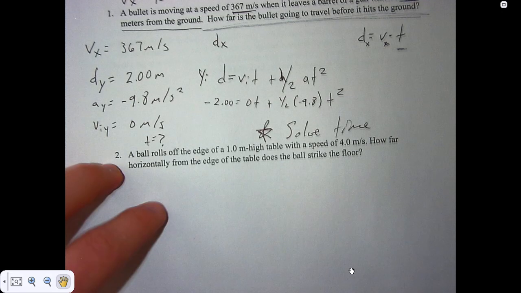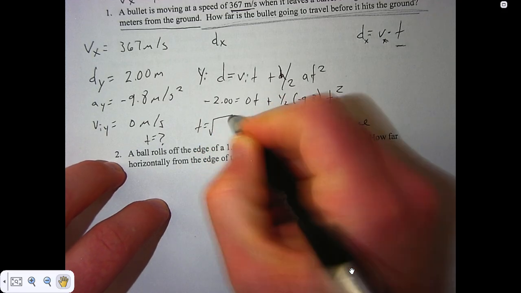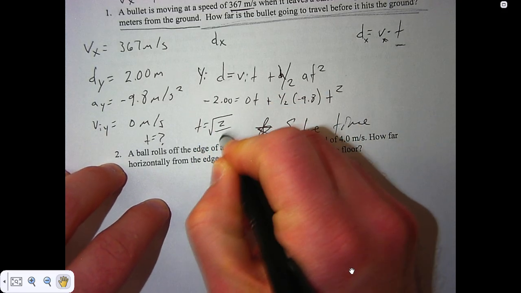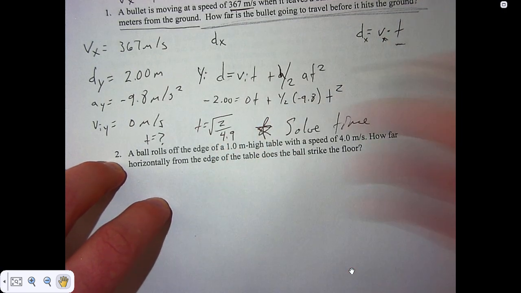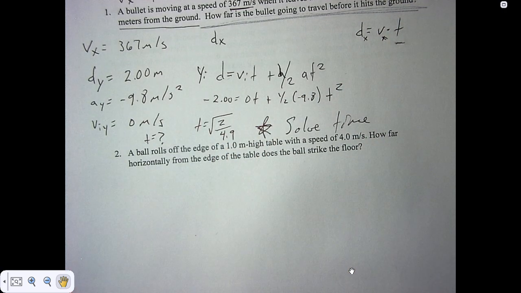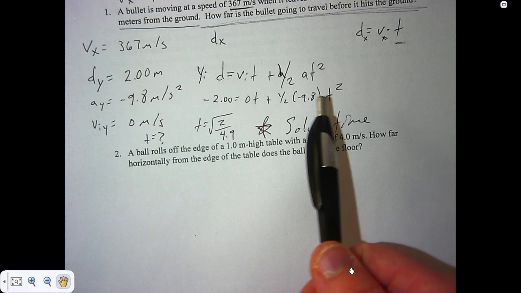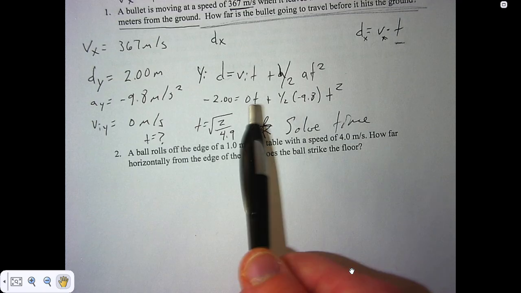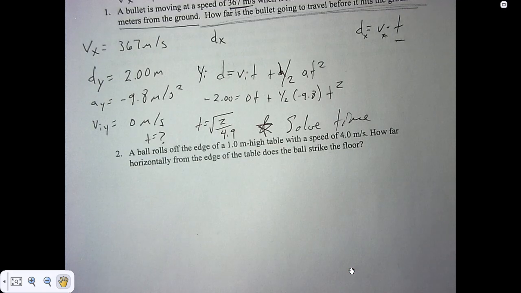So in the end, to get time by itself, we are going to be doing the square root of 2 divided by 1/2 of 9.8, which is 4.9. So I did half of 9.8, which is 4.9. And this got canceled out because it's 0. And then I divided 2 by that and square rooted it. Okay?